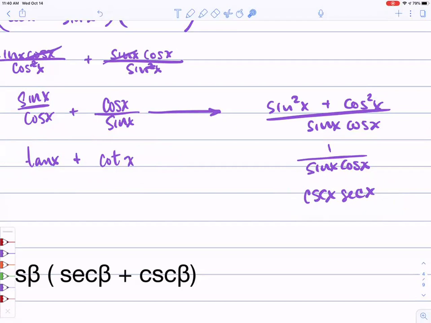So see, two people could take the same question and go different routes and still end up correct. Because quite frankly, I can't tell you which one looks more simple. Does this one look more simple or does this one look more simple? I don't have an answer for that.